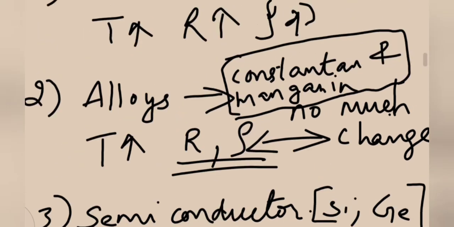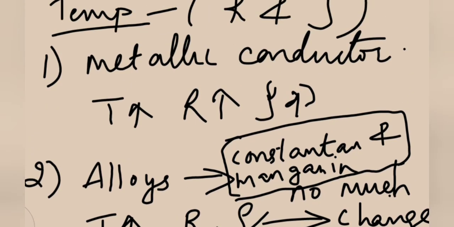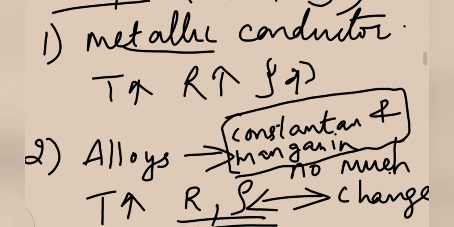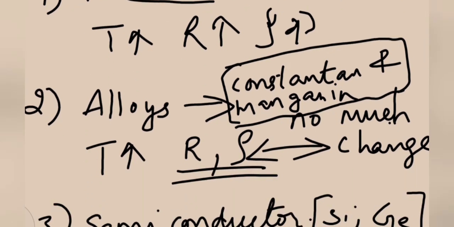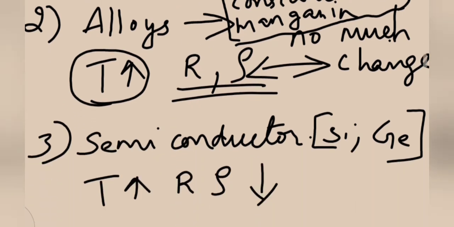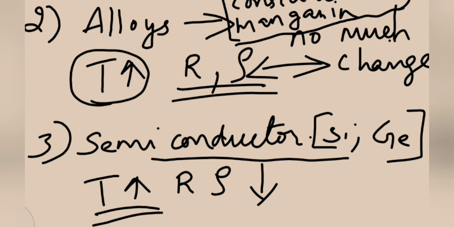So these three categories are to be remembered. For metallic conductors, when temperature increases, resistance increases. Then for alloys like constantan and manganin, there is not much change. That is, resistance and resistivity will not change much even though the temperature is changed. Then for semiconductors like silicon and germanium, the temperature is inversely related. That is, when temperature increases, the resistance or resistivity will decrease. So that is all for today.